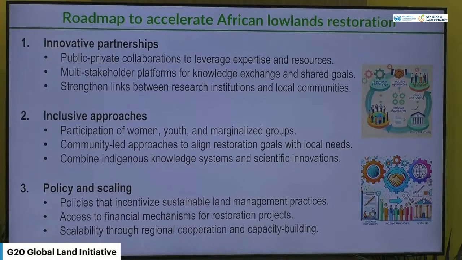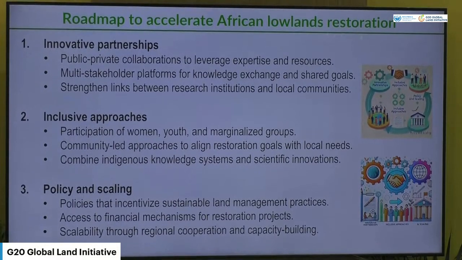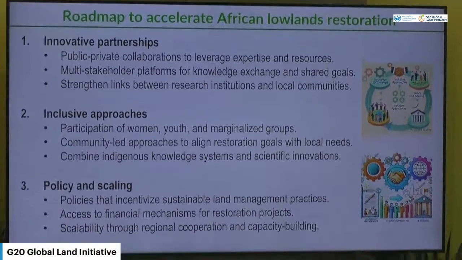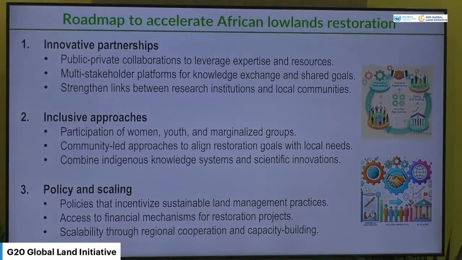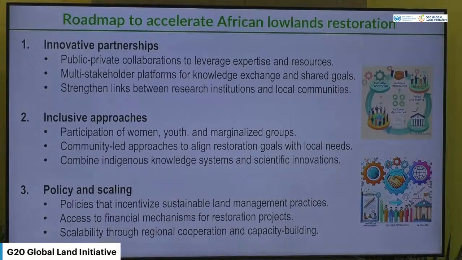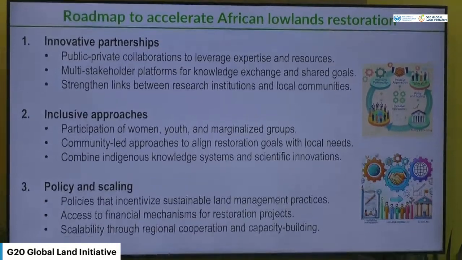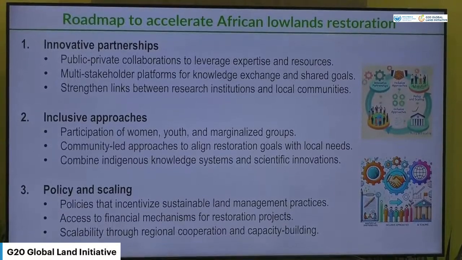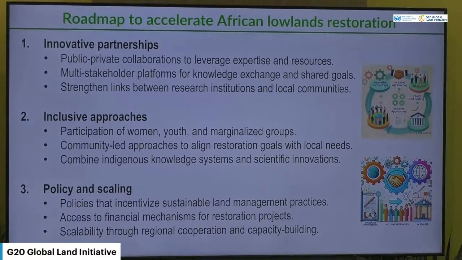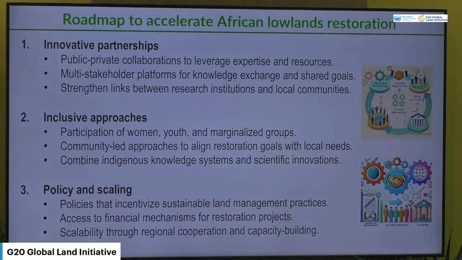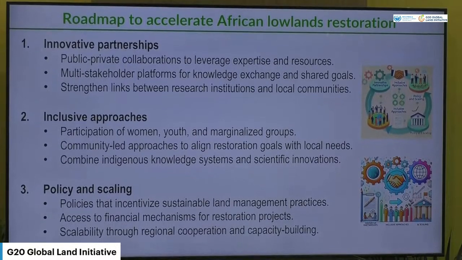Multi-stakeholder platforms are also one of the pillars that we propose, which help to facilitate knowledge exchange, but also to share goals. Sometimes within the community, we can have different goals that compete. Some farmers may be interested in land restoration and others may be interested in food security. So there is need to have this kind of platform to be able to have a common vision. There is a need also to strengthen links between research institutions and local communities so that there is a learning not only from the research institution, but also from the local community.